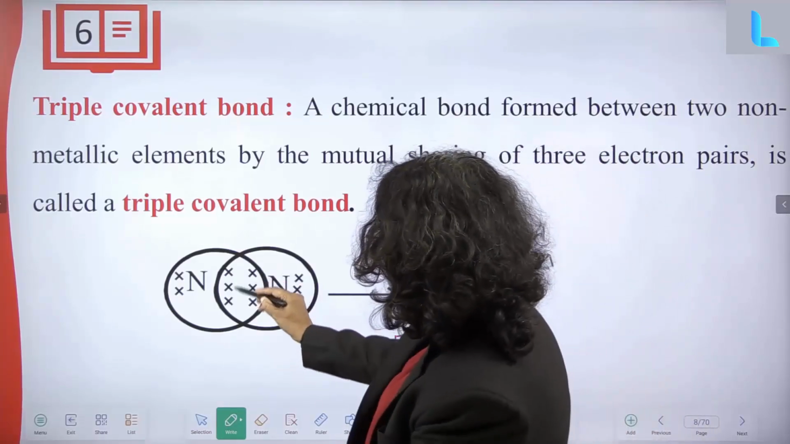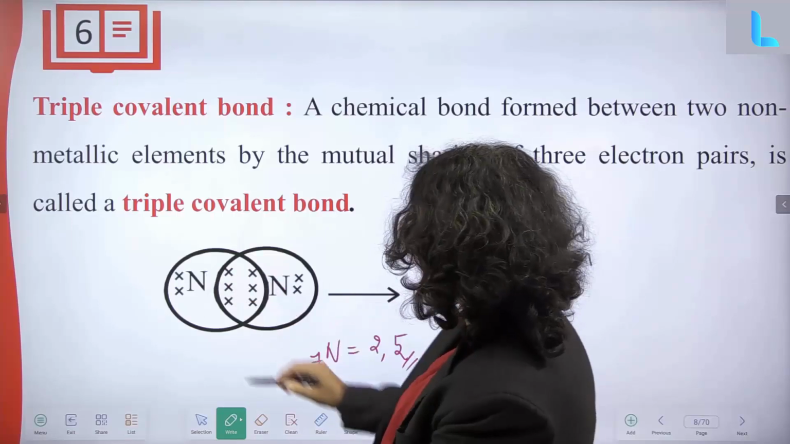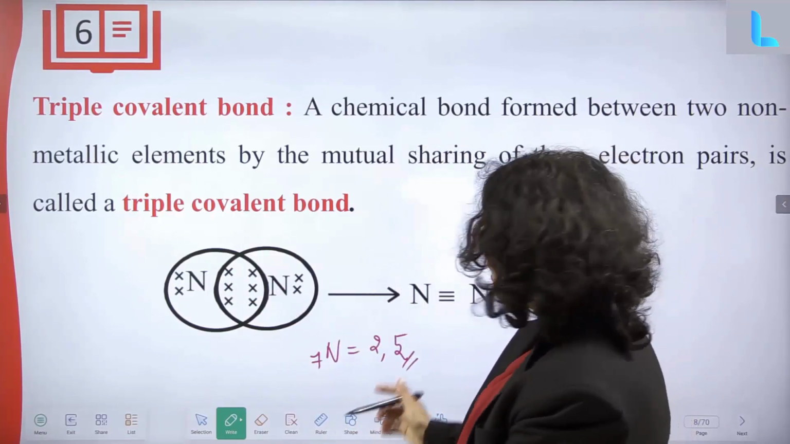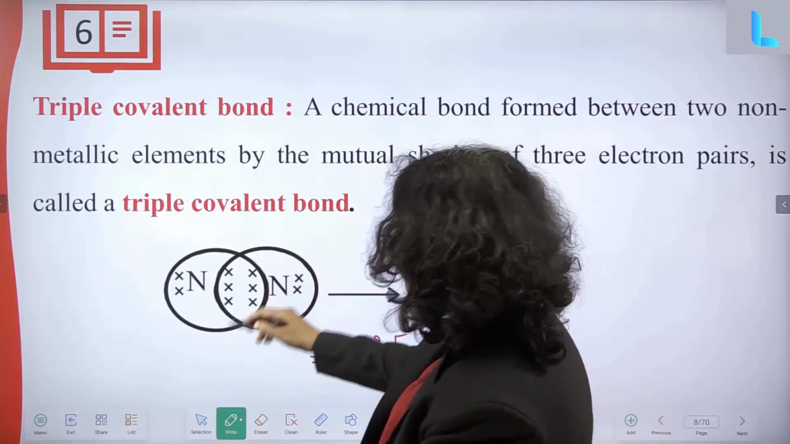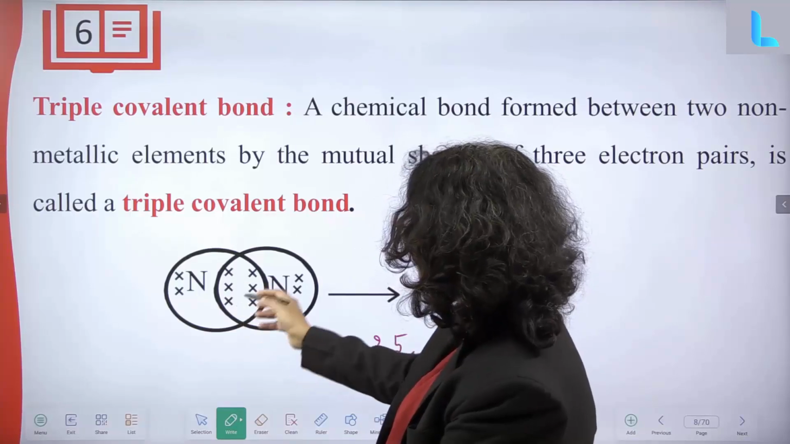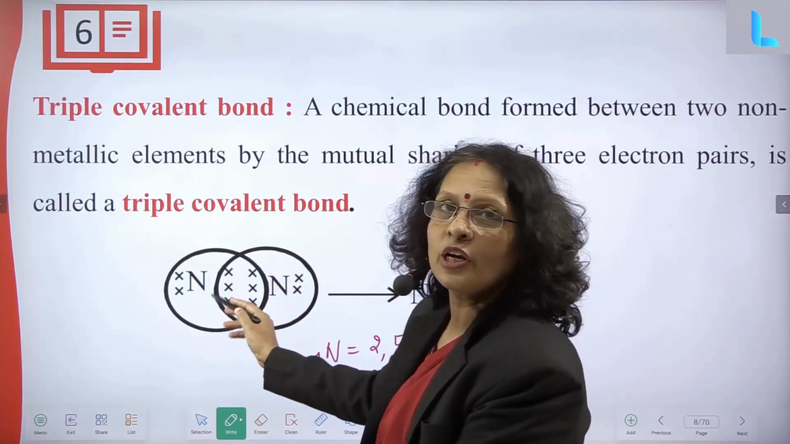Now here we can say there are 5 crosses around nitrogen. Why? Because the outermost electrons, called valence electrons, are 5. Now it requires 3 more electrons. So this nitrogen will share 3 electrons with another nitrogen, and the other nitrogen will share 3 electrons with this one.